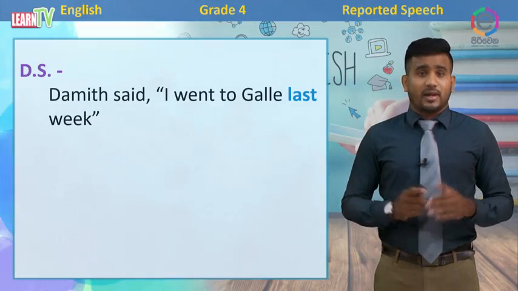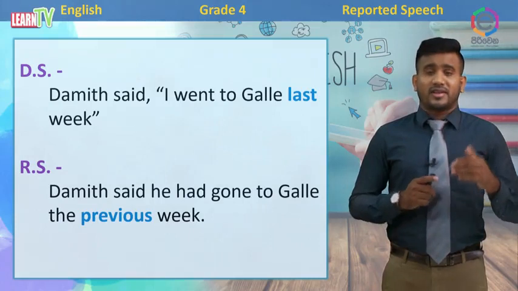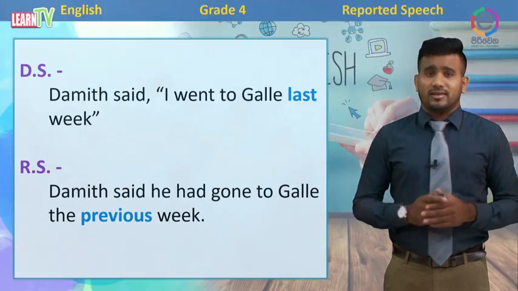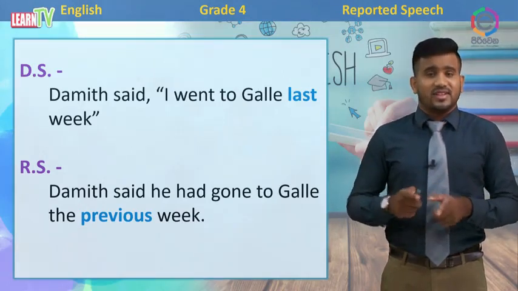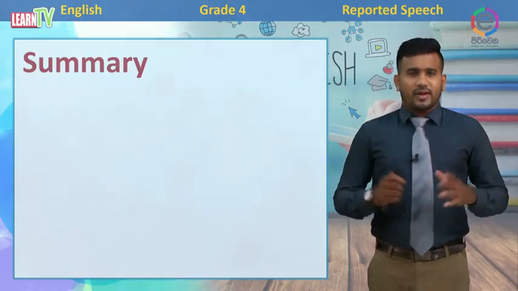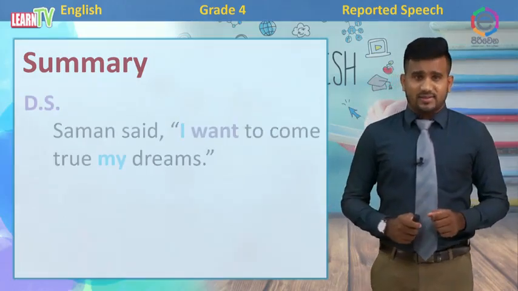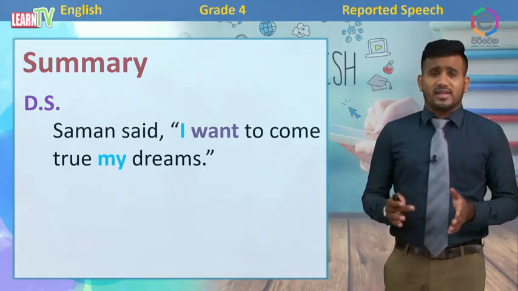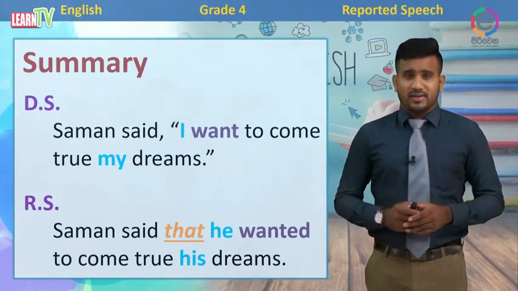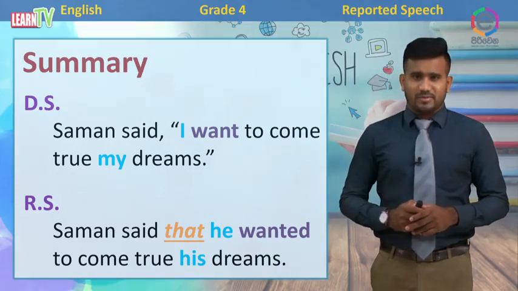Direct speech: Dumit said, "I went to Goa last week." In reported speech, Dumit said that he had gone to Goa the previous week. The word "last" has been changed to "previous." Now, I am going to remind you of all the things you have learned. Direct speech: someone said, "I want to come through my dreams." In reported speech, someone said that he wanted to come through his dreams.